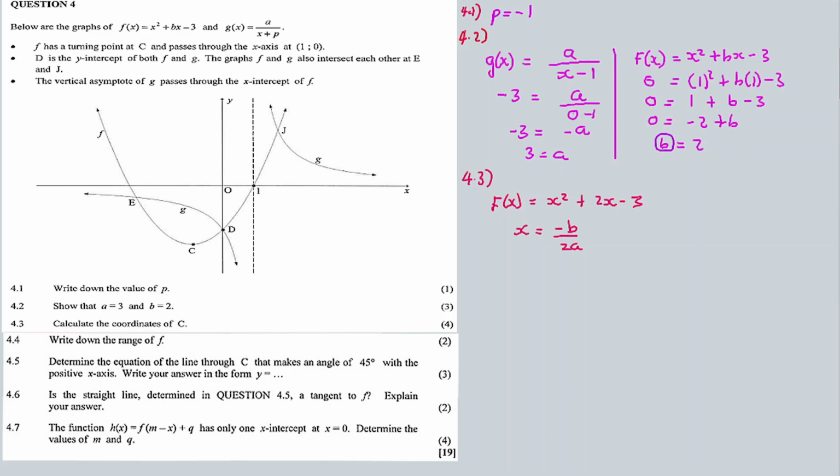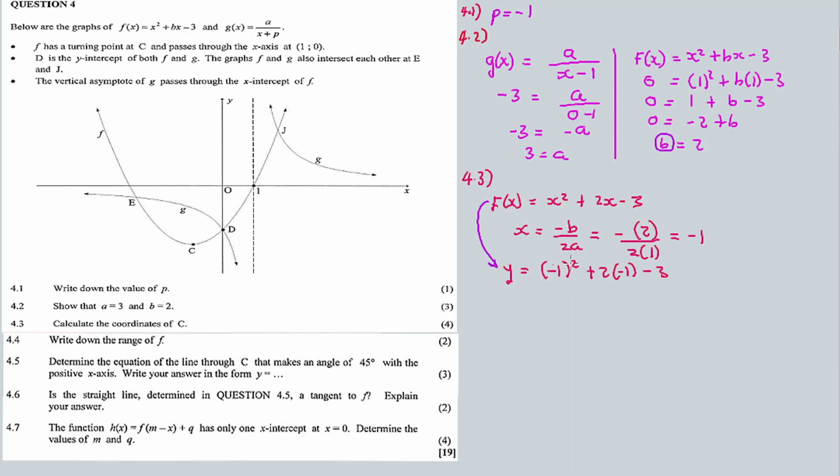Now we substitute together. x equals minus b over 2a, which is minus 2 over 2 times 1. b is 2, a is 1. So minus 2 divided by 2 times 1, it's minus 2 over 2, which is equal to minus 1. Then we substitute back into the original equation. We substitute this x into the original equation.